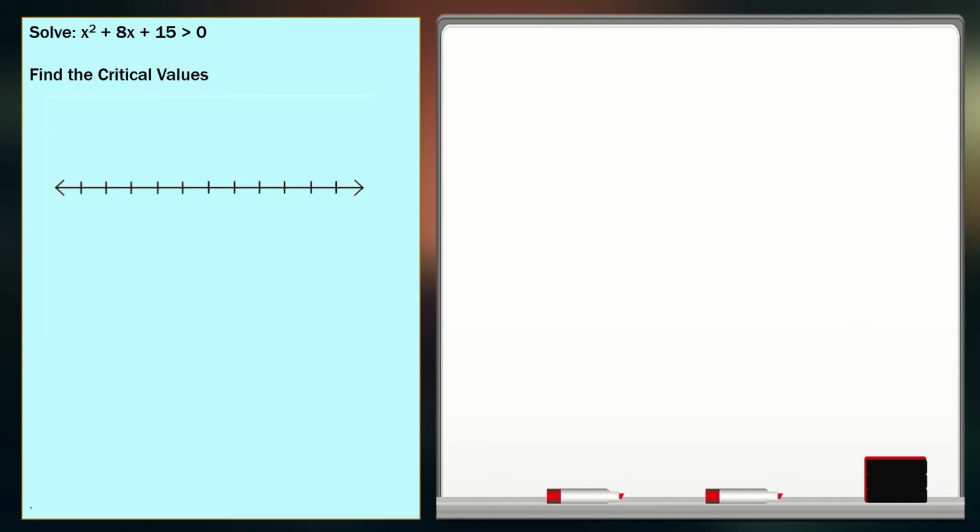Okay, let's try to solve problem number 1. Find the solution set of x squared plus 8x plus 15 is greater than 0. Our first step is to make sure that the given inequality is written in standard form. So the number 1 example is already in standard form.